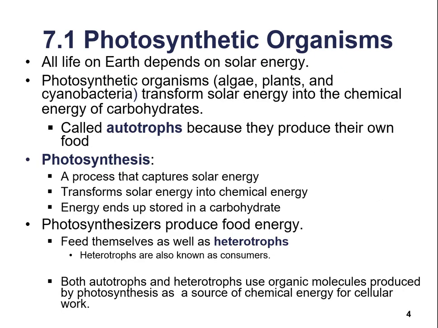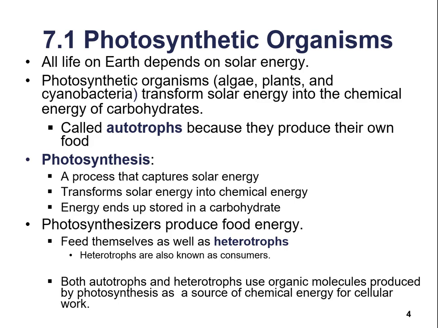All right, so let's talk a little bit in general. I think this is some stuff that we've probably mentioned before. We've definitely talked about the idea of cycling of energy, and that really all life on Earth depends on solar energy. Photosynthetic organisms can take in that solar energy and convert it into usable energy, and then use that energy to make carbohydrates.